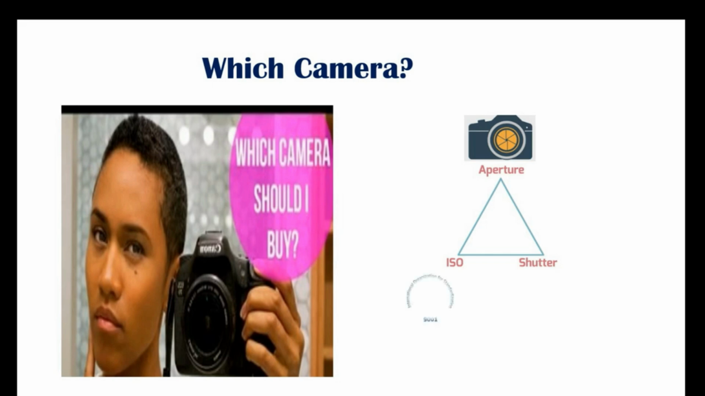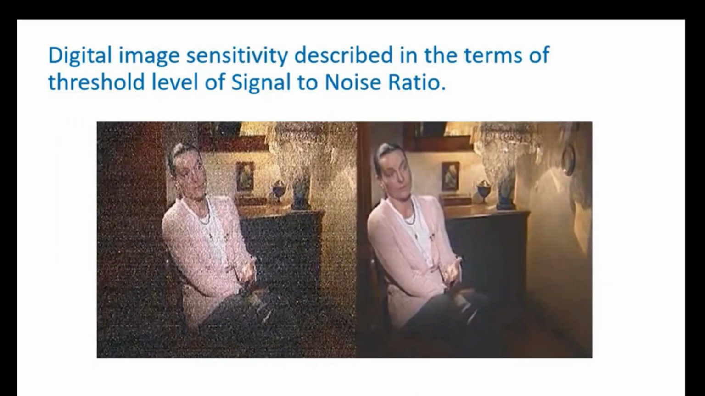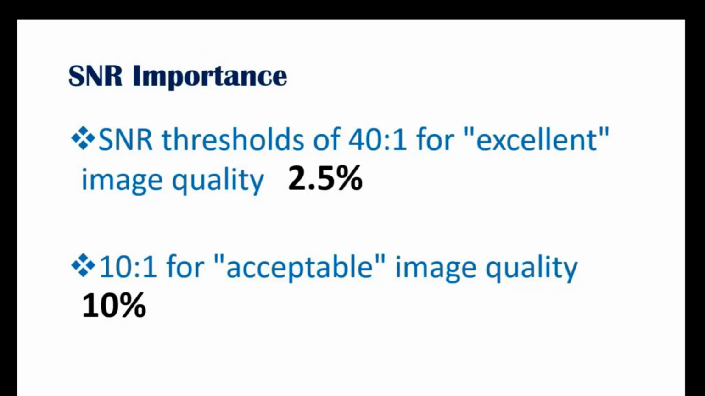The second component is whether it complies with the ISO standard. And the third thing you should care about is the shutter speed. Does it produce the frames per second you require for your application? Digital image sensitivity is described in terms of a threshold level of signal to noise ratio. According to the ISO standard, the SNR threshold, which is the maximum allowable noise in an image for it to be qualified as an excellent image, is maximum 2.5%.